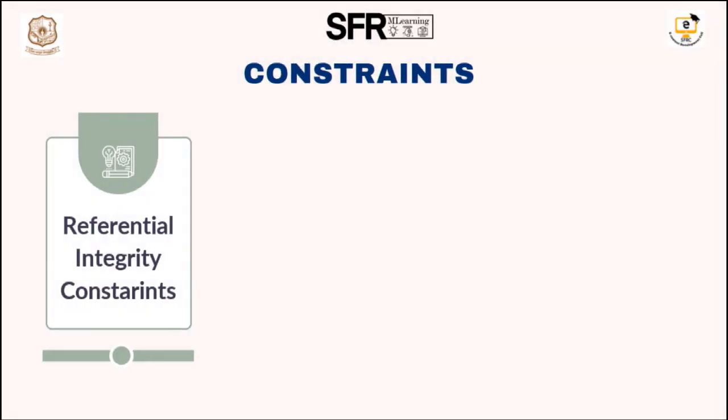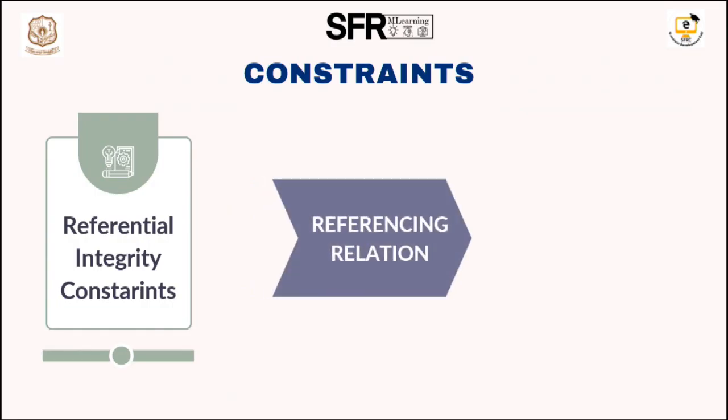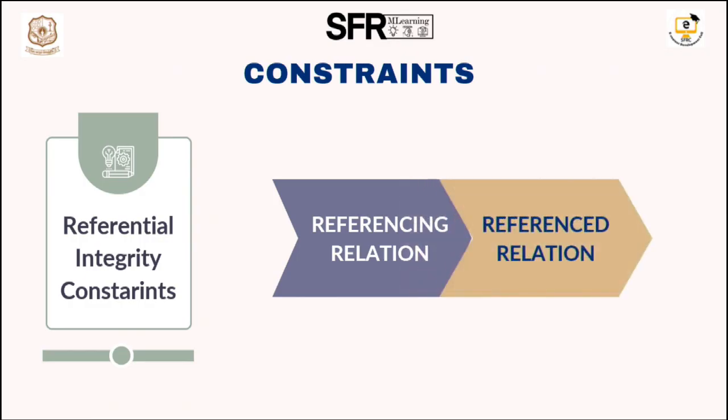Let's see the third constraint, referential integrity constraint. When one attribute of a relation can only take values from another attribute of the same relation or any other relation, it is called referential integrity. The relation which is referencing another relation is called the referencing relation, and the relation to which the other relation refers is called the referenced relation.